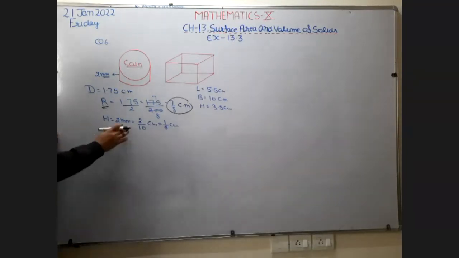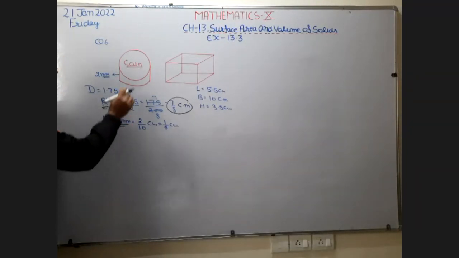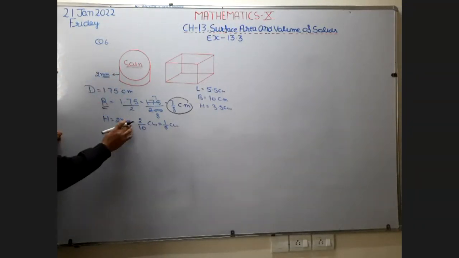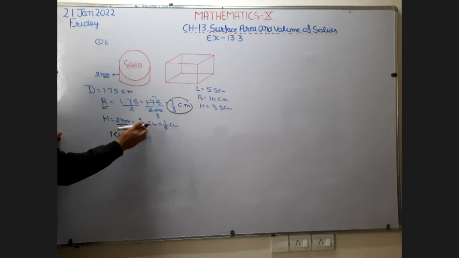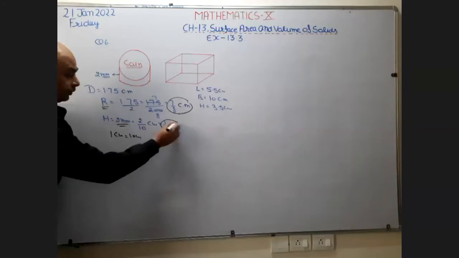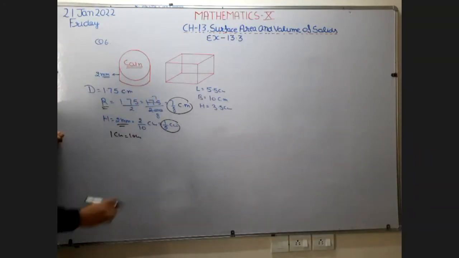Okay, now what is given? The height of the coin is given as 2 mm. In 1 centimeter, 10 mm is there. So I want to convert into centimeter, so I want to divide it by 10. 2 1s are 2, 2 5s are 10. So the height of the coin becomes 1 by 5 centimeter.